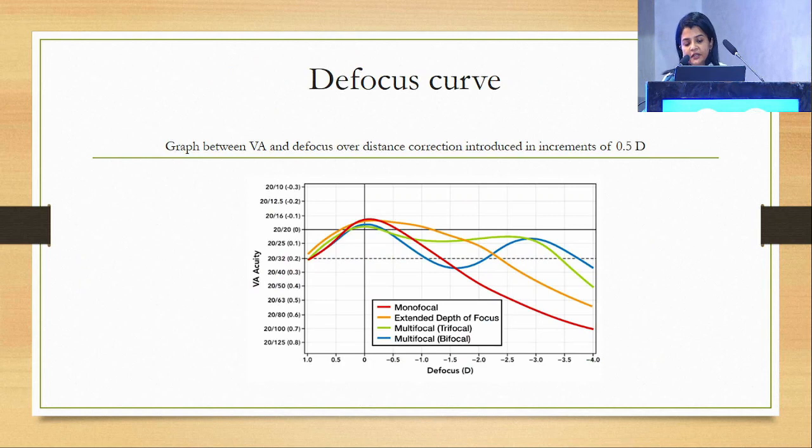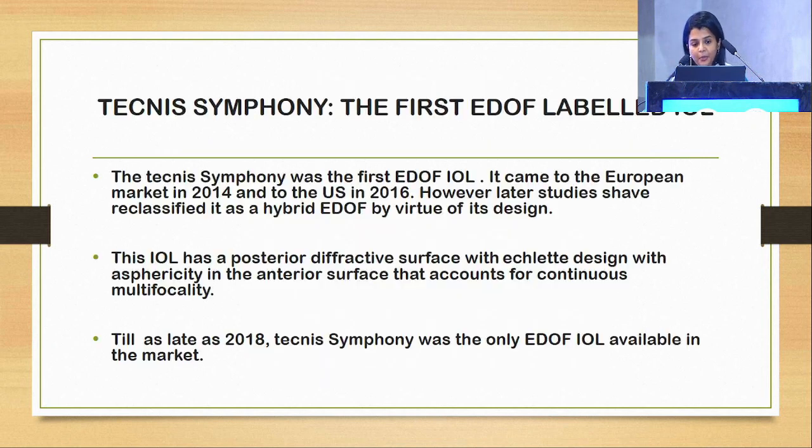A defocus curve is a graph plotted between the defocus over the distance correction and the visual acuity. As we can see, the monofocal IOL has a single hump, the bifocal IOL has two humps corresponding to the two discrete focal points, and the EDOF IOL has a smoother curve with a higher landing zone.